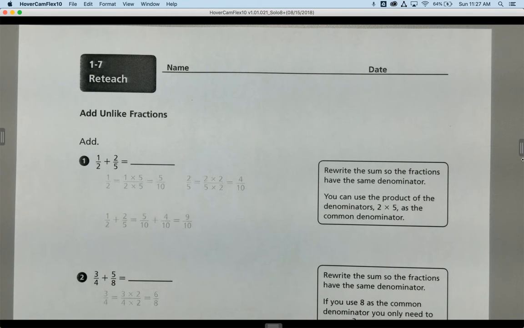Lesson 1-7, adding unlike fractions. The term unlike here is used to show that the fractions we'll be adding do not have matching denominators.